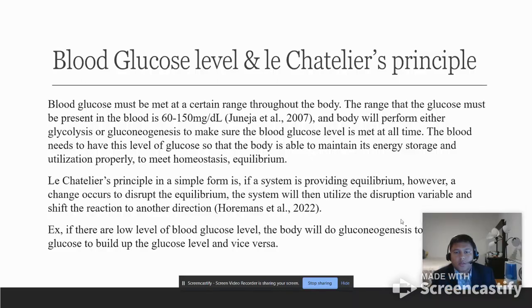So continuing on to the presentation, with the explanation of Le Chatelier's principle and the blood glucose level: if the blood glucose level is low, then gluconeogenesis is needed to create glucose from pyruvates. However, if the glucose level is very high, the body will then utilize glycolysis to break down those excess glucose molecules to create pyruvate.